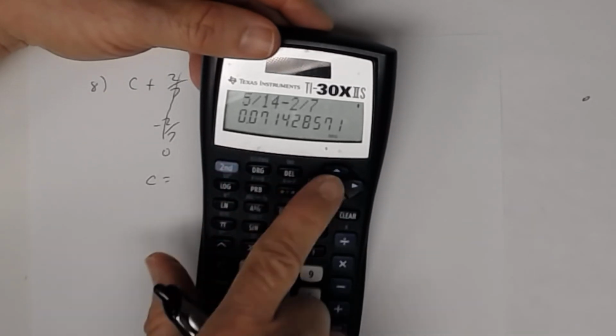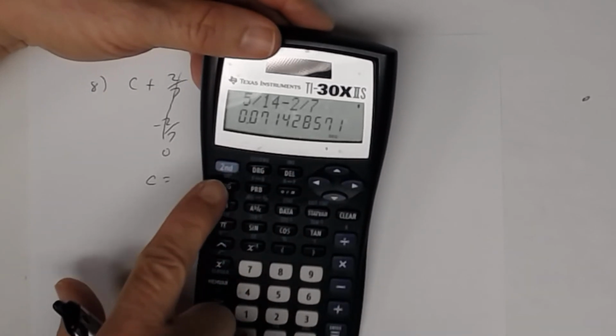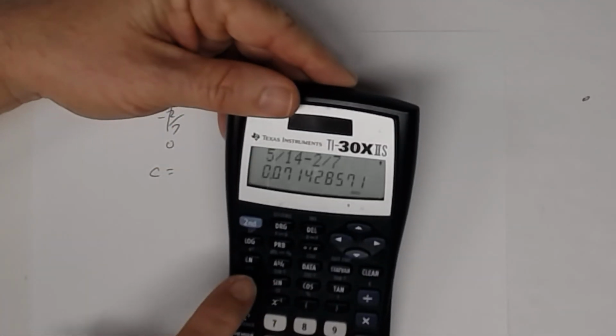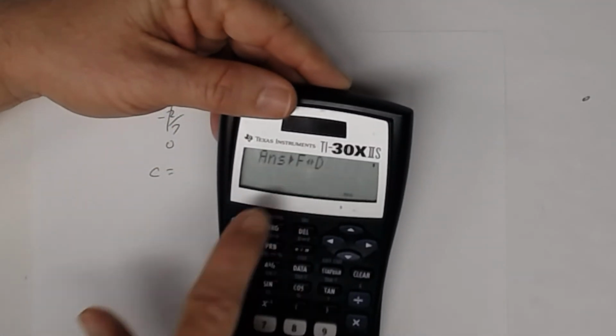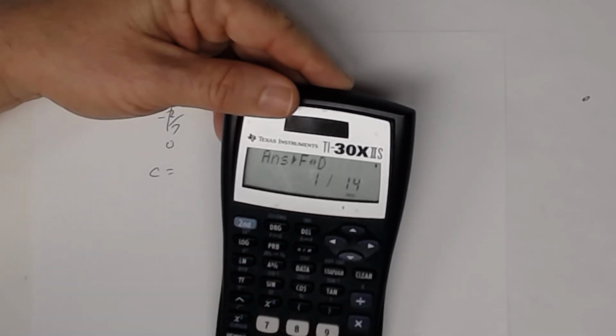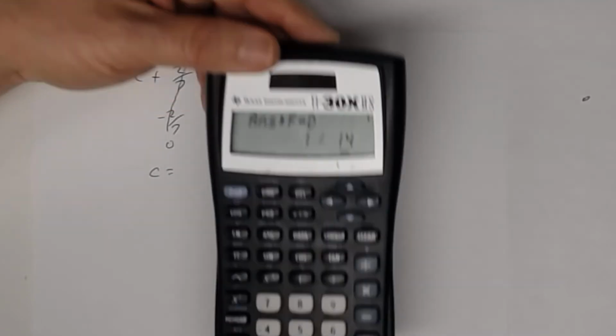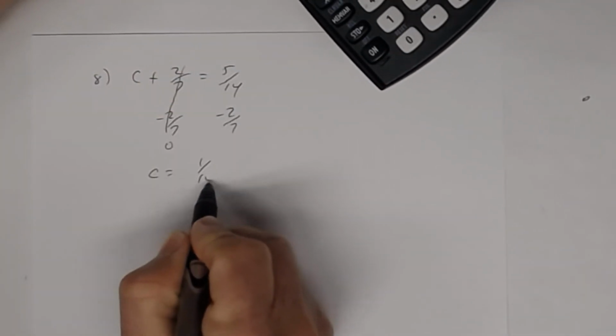It does not terminate, so I'm going to change it. Since this is written as a fraction, I want to write my answer as a fraction. So second PRB, press equal, and I get 1/14. All right, so it's not a mixed number, it's a proper fraction. So the answer is 1/14.